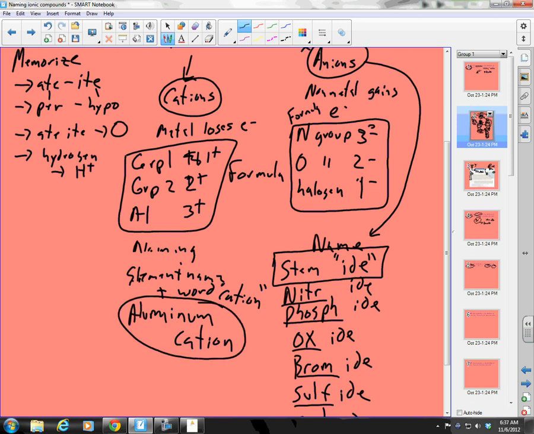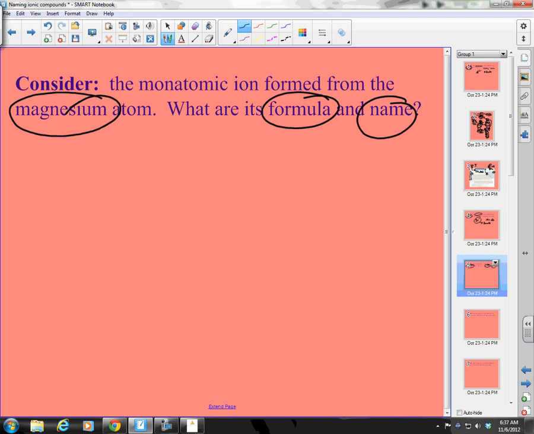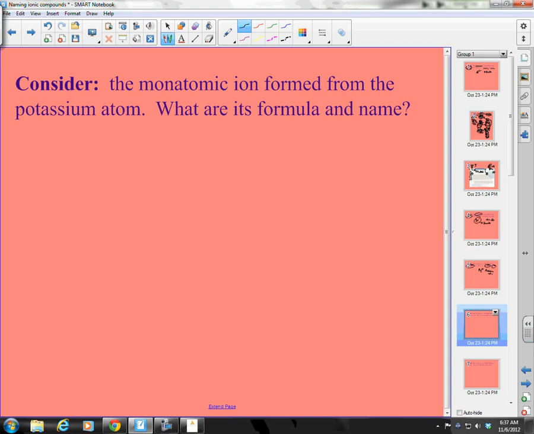Piece of cake. All right, magnesium. What is its formula? Mg2+. What is its name? The magnesium cation. I bet you guys can do this one. Go. Pause me and bring me back when you're ready.